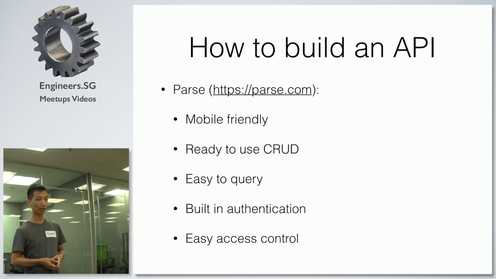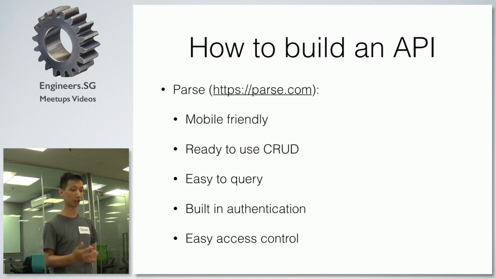A few things I found out about a well-designed API: for example, they are very mobile friendly. They are ready-to-use CRUD, easy to query, with authentication and access control. Basically, you need very little to get started. For example, you just define your own model, and after that you can persist your data directly to the database on the server, and you get the API for free.